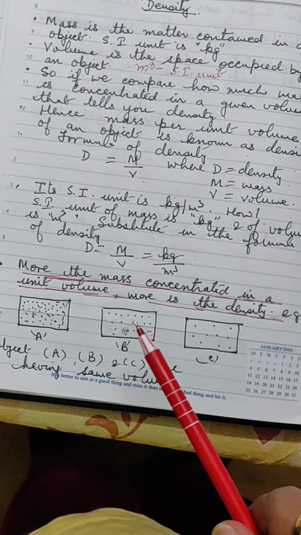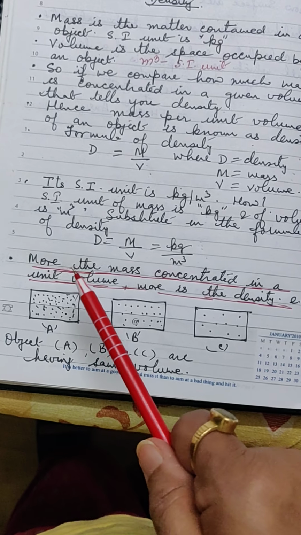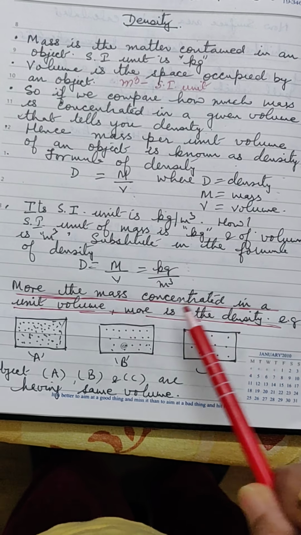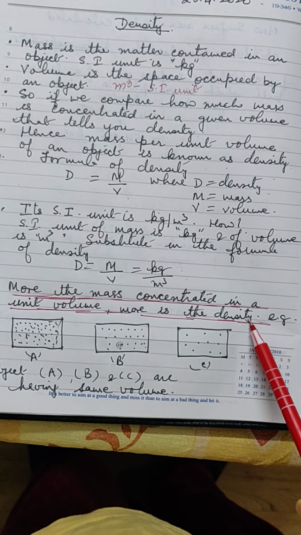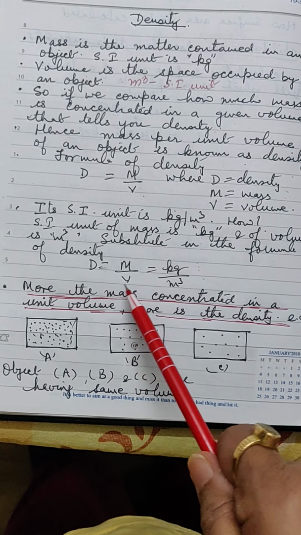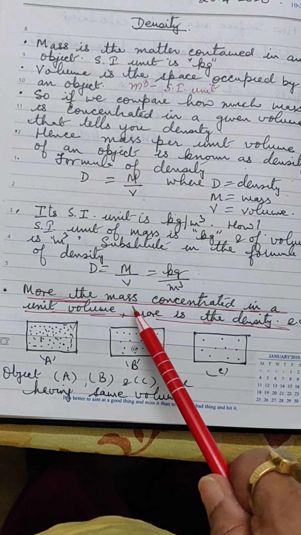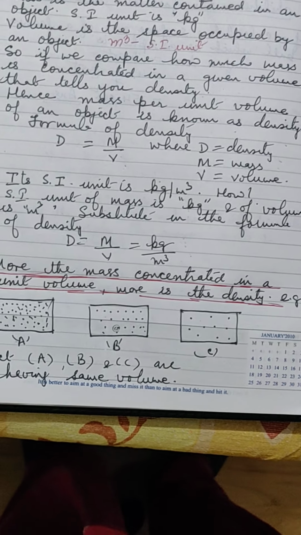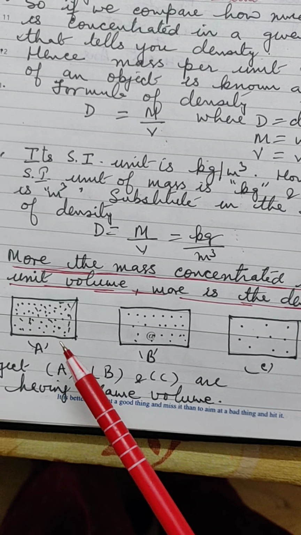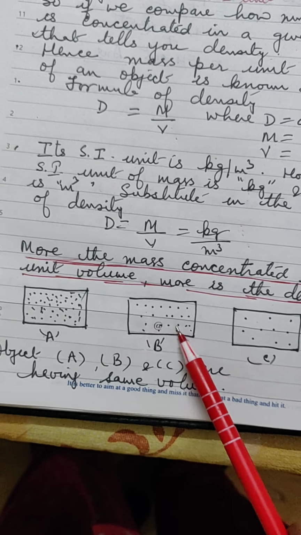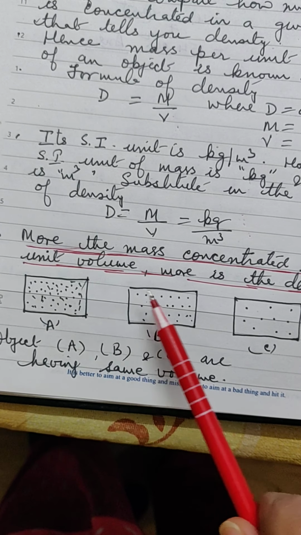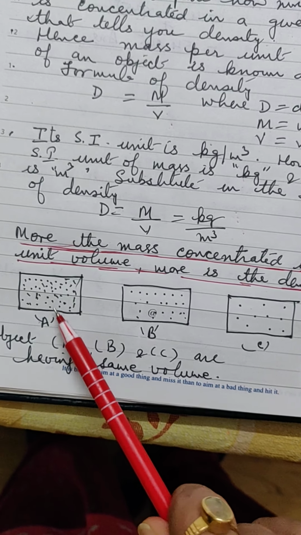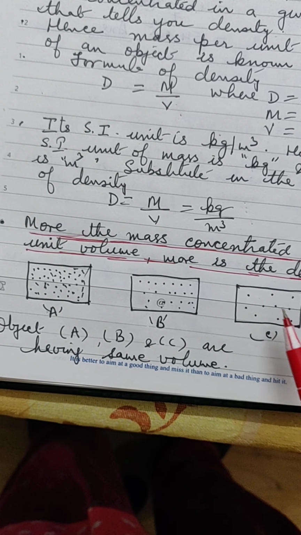Then we are taking up another thing that you have to learn: the more the mass concentrated in a unit volume, the more is the density of the object. I mean to say, if there is more mass in a unit volume, in a certain volume, then more is the density of that object. For example, you can see three figures I have taken here. These three objects are A, B, C. They all have the same volume. I repeat, they have the same volume, A also, B also, and C also.